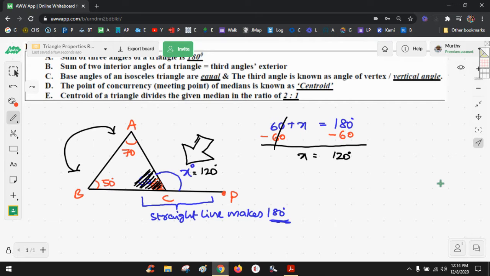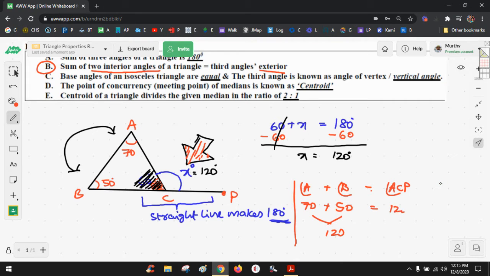The second point says that the sum of two interior angles. So if I sum up angle A and angle B, I get here 70 and 50. That gives me 120 degrees, equals the third angle's exterior. So I see that the third angle's exterior is 120 degrees. Therefore, here it is ACP, which is 120 degrees.